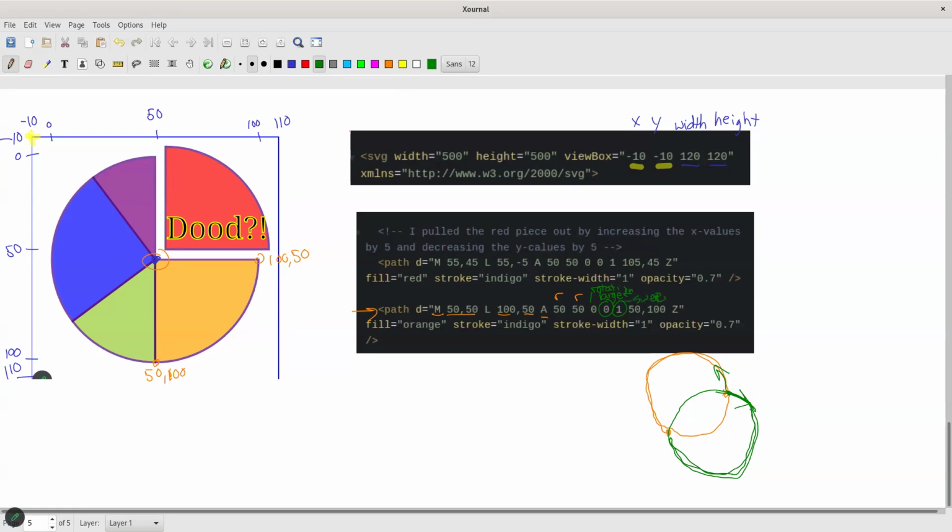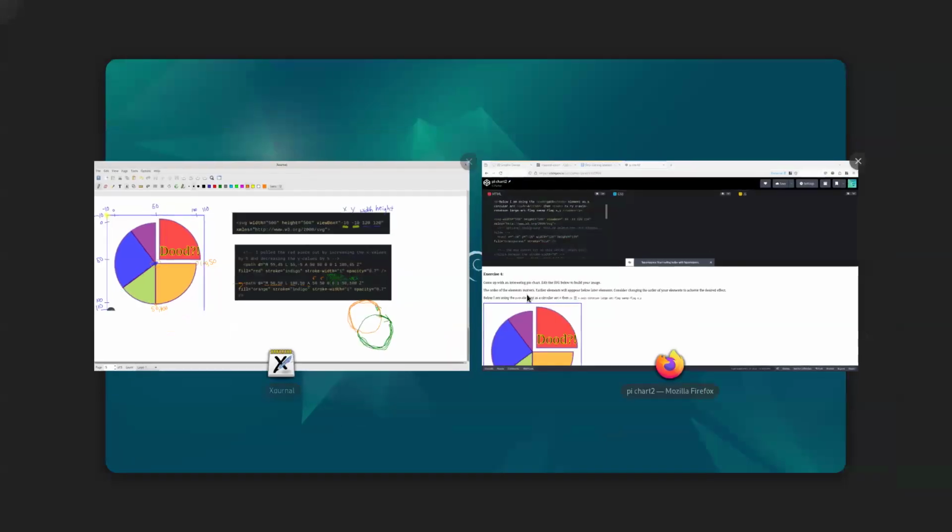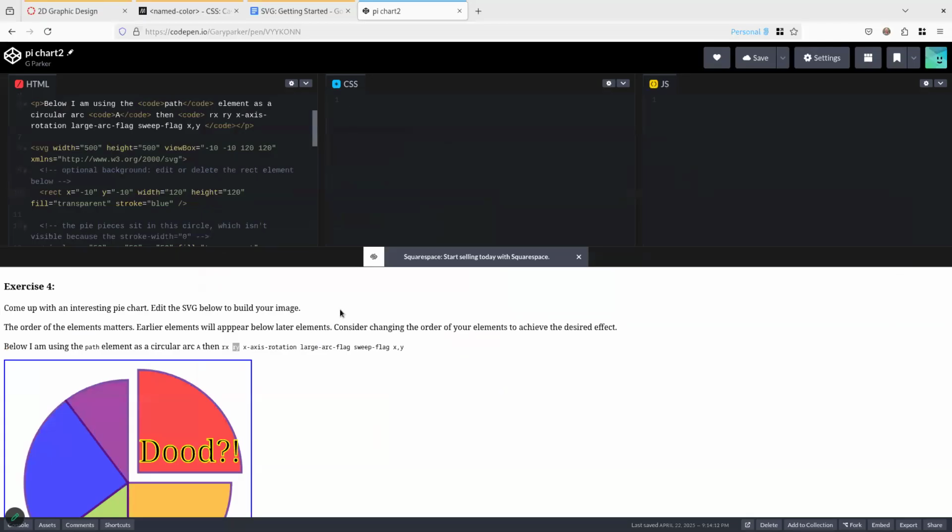So based on the large and the sweep being a 0 or a 1, you will get one of these 4 arcs. This one, this larger, darker one, or that one right there. So those matter. Let's play with one of those for fun, and then we'll go back and play with the red one. What happens if I change the large flag, that second 0 after the 50, from a 0 to a 1? So we can see what I'm talking about in action.